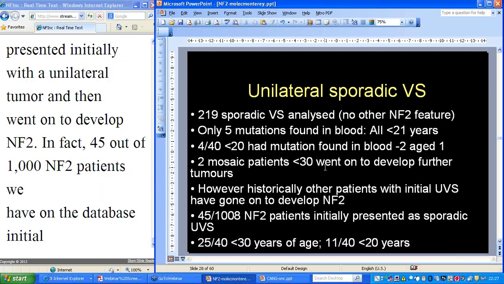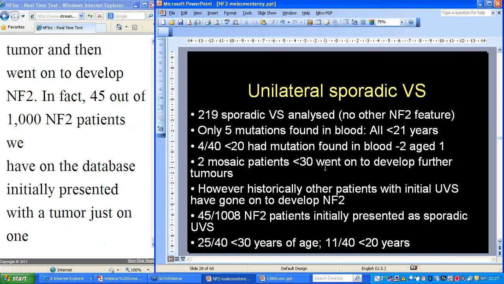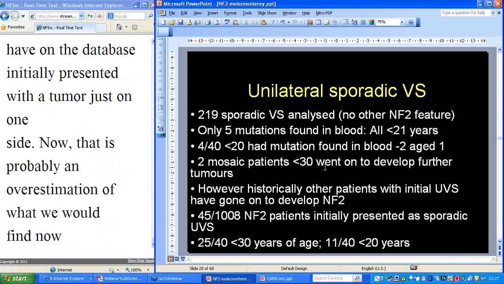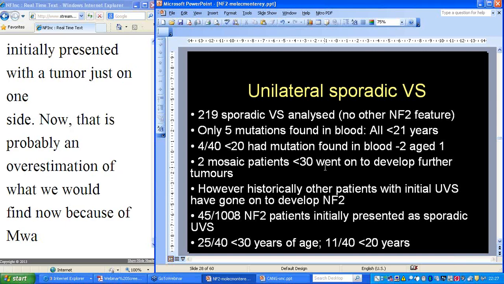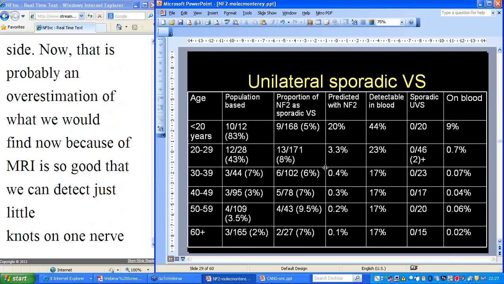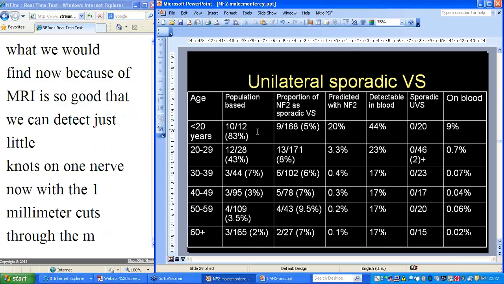Now, that is probably an overestimation of what we would find now, because MRI is so good that we can detect just little dots on the other nerve now with the 1 millimeter cuts through the meatus. So this gives you an idea of the likelihood.